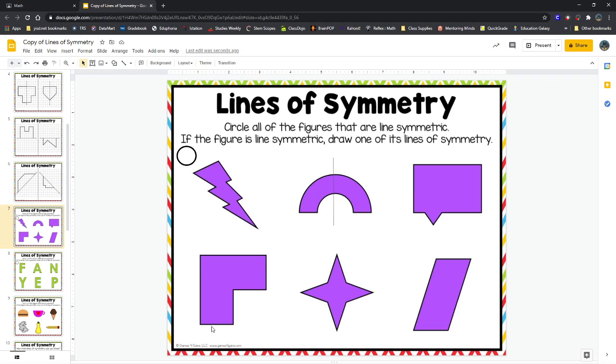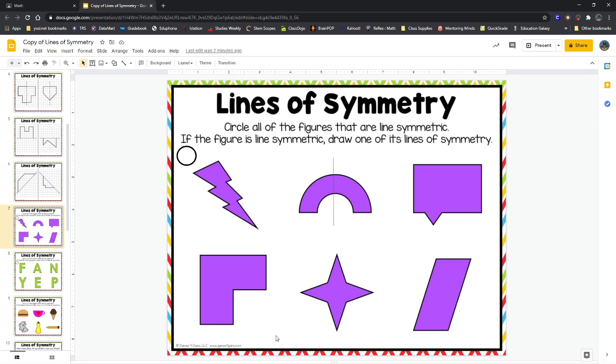What about this one? This upside down L shape. Does the upside down L shape have a line of symmetry? Or is there no line of symmetry for the upside down L? Bella, what do you think? Line of symmetry or no line of symmetry? This one does have one.